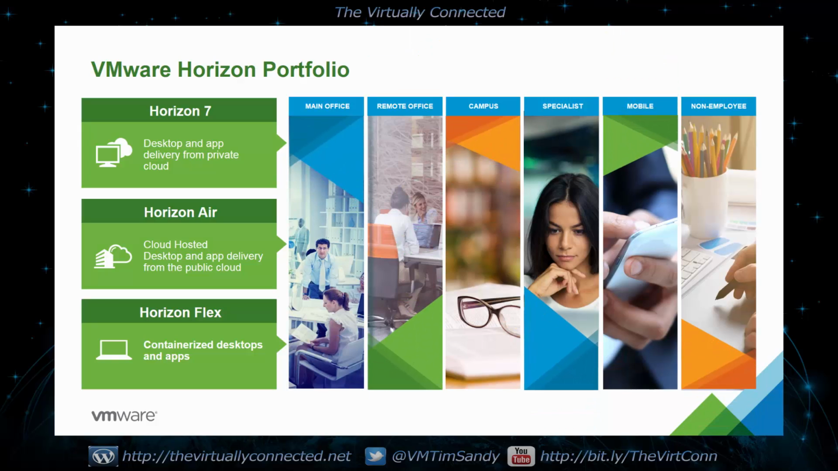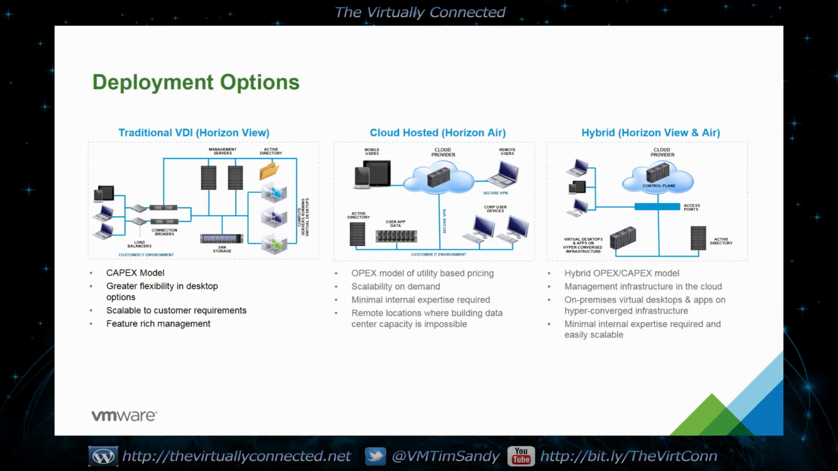Because of this shift in how employees are working, VMware has responded with numerous offerings in the Horizon portfolio. So first we have Horizon 7, which is what we're going to spend talking about in this session mostly today. Then we have Horizon Air, which is our cloud-hosted virtual desktops and application delivery offering. And finally, we have Horizon Flex, which offers containerized virtual desktops and apps. We're not going to really cover Flex today, but this is just an overview of some of the Horizon portfolio that we have today.